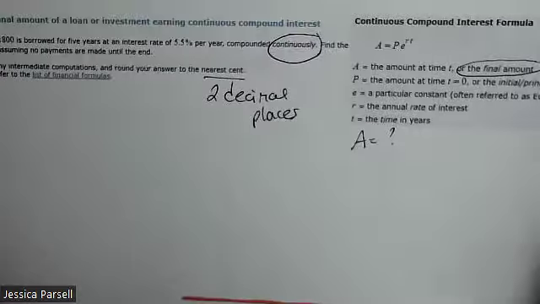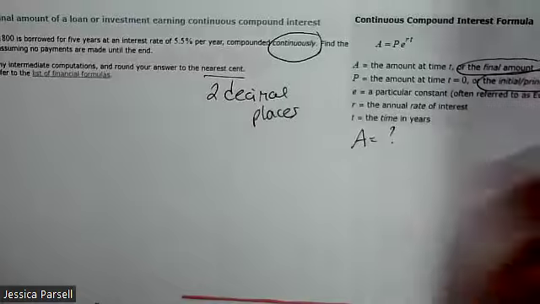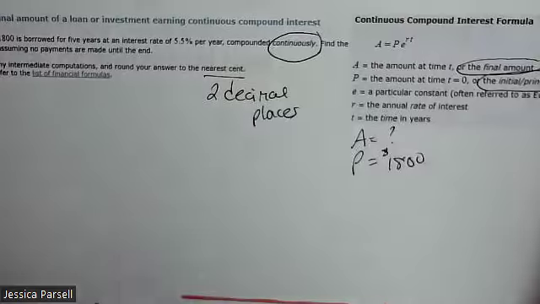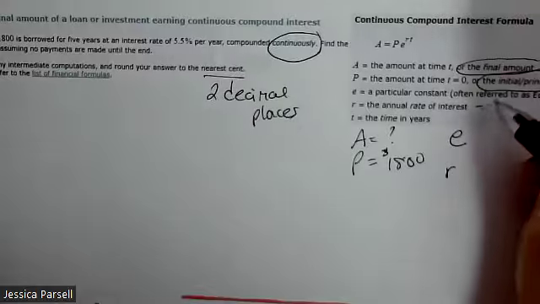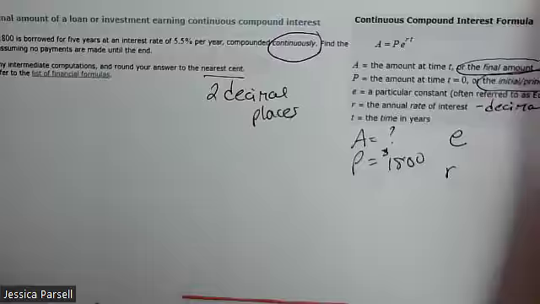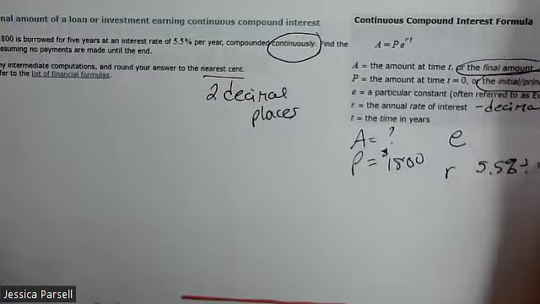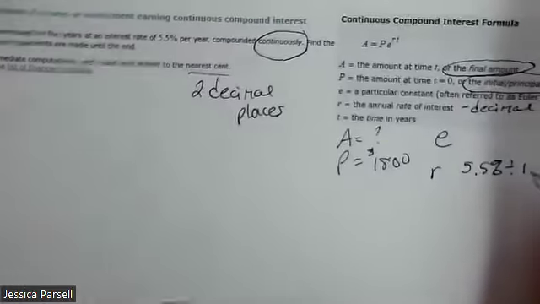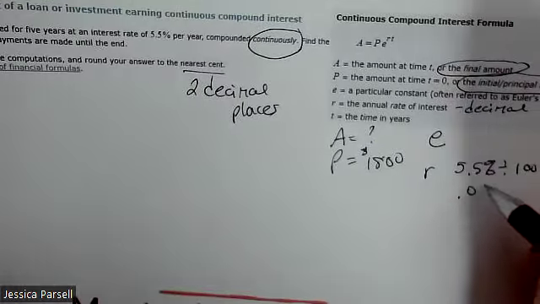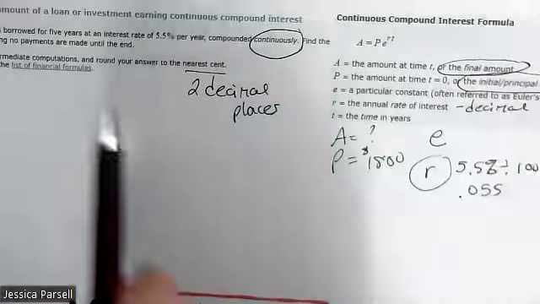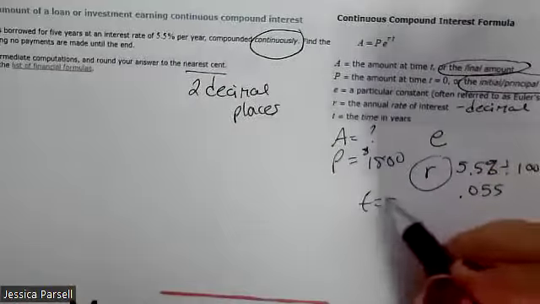We don't know what that is. P is the initial principal amount. So for us, the initial amount that we borrowed was 1,800 bucks. e is a constant, it's just Euler's number, so we're going to leave that. r is the rate. Remember, the rate has to be in a decimal. So they said 5.5%. So we're going to divide that by 100. So 0.055. That's our rate. And then time in years, what did they say? 5 years. So t equals 5.